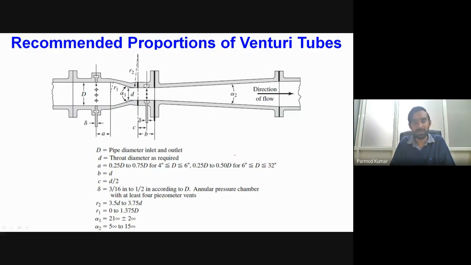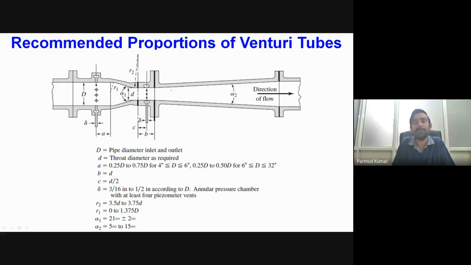In Venturi meters, I have already shown you this particular photograph. It is based on the ASME standards, where recommended proportions are given for each and every parameter. These are specified in this sketch, along with the corresponding geometric proportions. One important parameter is the angle of divergence. This section of the Venturi is referred to as the divergence section.